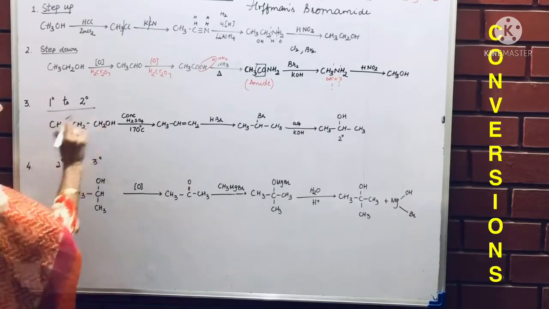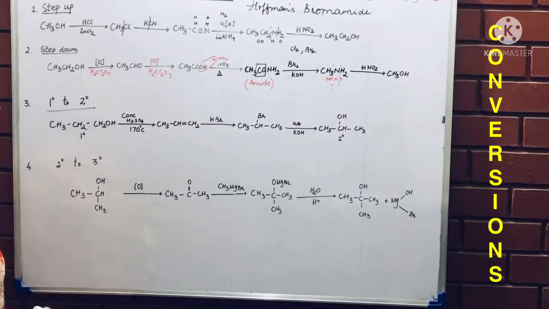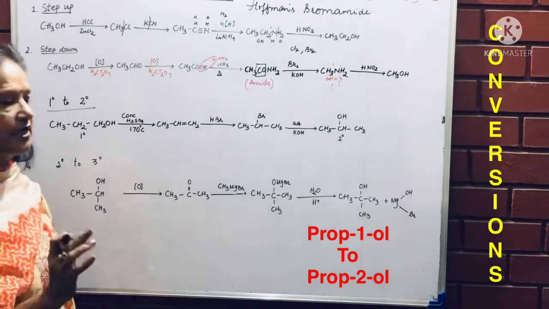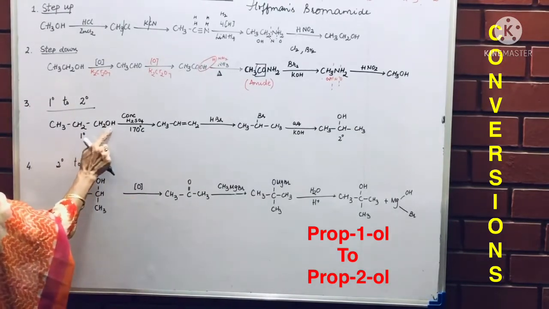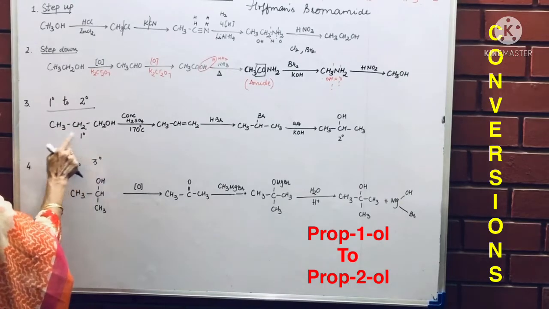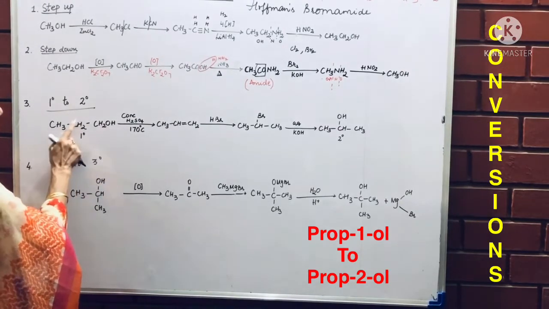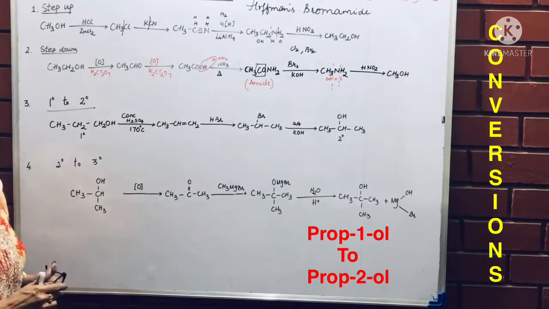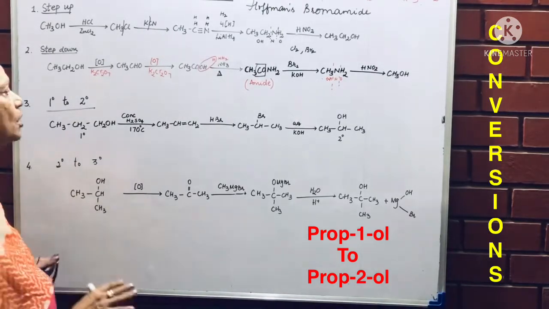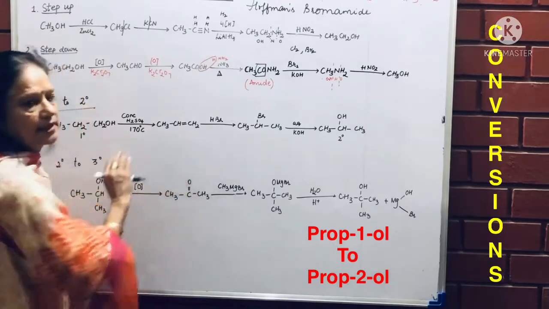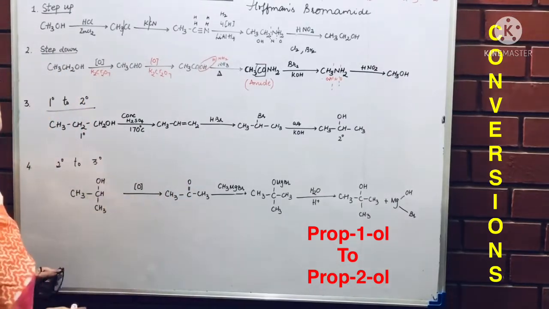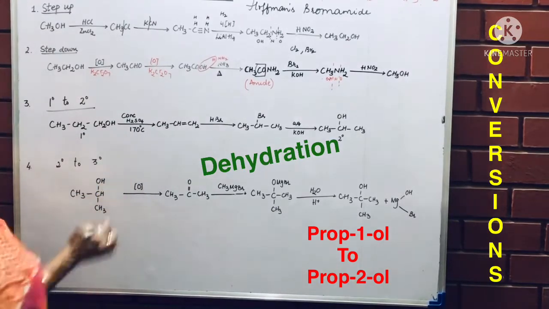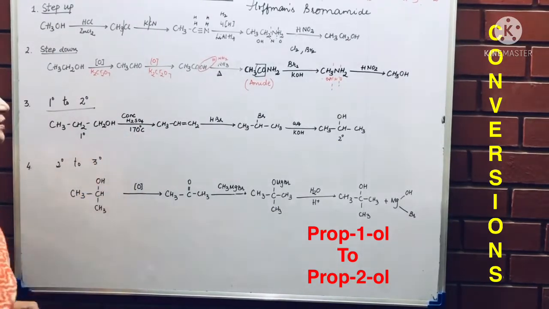The third one is if I want to change primary into secondary. Now whenever you want to change the place of anything, I want to change the place of OH from here to here, because this is a primary alcohol. If I change this OH to this place, it will become a secondary alcohol. Whenever you want to change the place, you will always first change it into an alkene. So I can do dehydration, which is in presence of concentrated sulfuric acid at 170 degrees. Remember to write down the temperature.